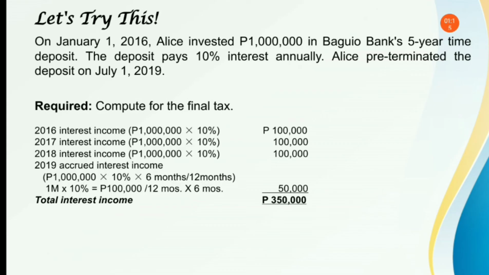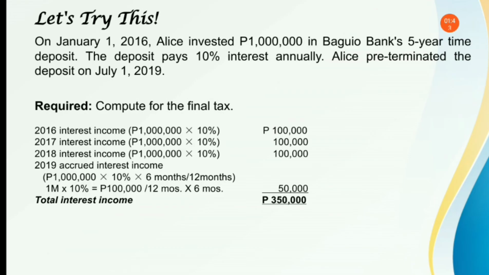Okay, so 1 million, which is the amount of the deposit, multiplied by the annual interest rate of 10%, and then multiplied by the number of months from January to June, that is equivalent to 6 months, divided by 12. So that is 50,000 pesos. You can also compute it that way.